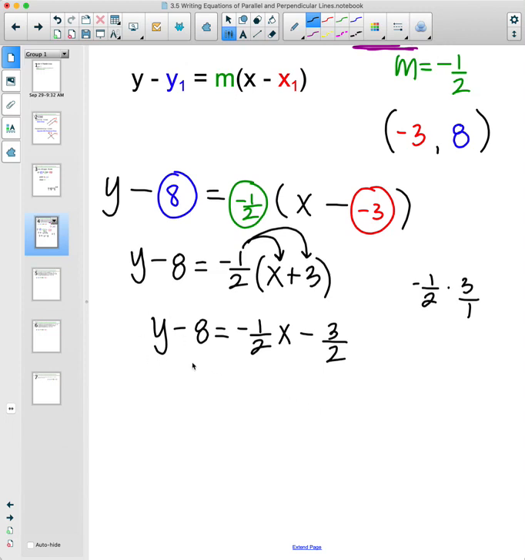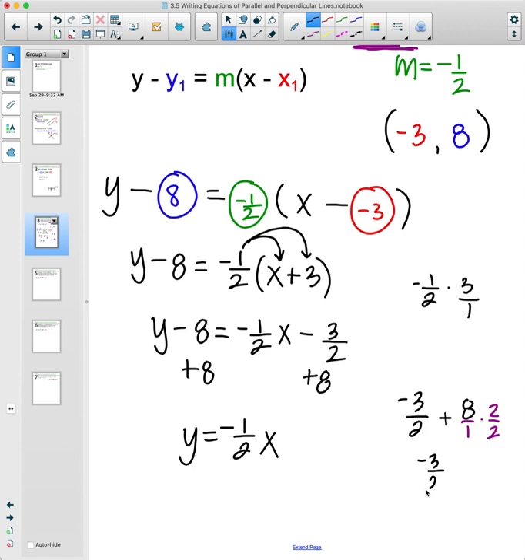Then we need to get y by itself, so we're just going to add 8 to both sides. So I'm going to put the 8 over here because it's a like term with that -3/2. So we end up with y equals -1/2 x, and then we just need to combine these. So remember, when you're adding fractions, you need to have a common denominator. This 8 has a 1 underneath it. We want it to have a 2. So we're going to multiply top and bottom by 2. Since 2 over 2 is 1, we're not changing it. We're just changing the look.